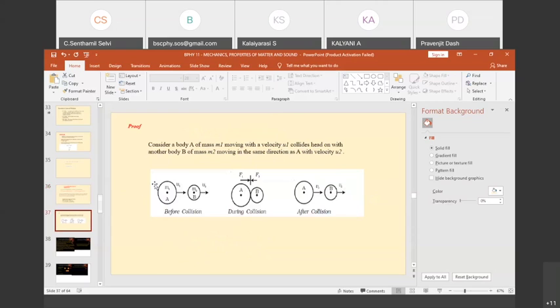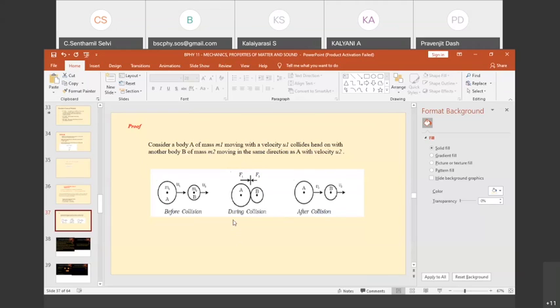If you see the diagram, before the collision the objects are not in contact, they are separated, moving with velocities u1 and u2. During collision the momentum changes and the velocity changes. Before collision, object A with mass m1 moves with velocity u1, and object B with mass m2 moves with velocity u2. After the collision they move with velocities v1 and v2. Remaining things we will see in the next class.